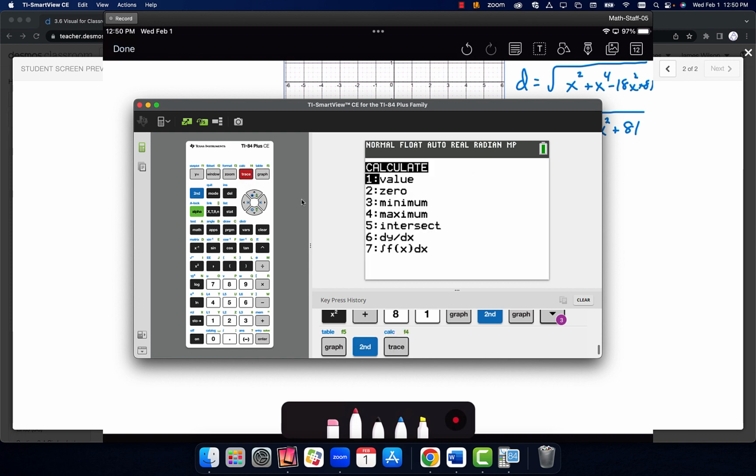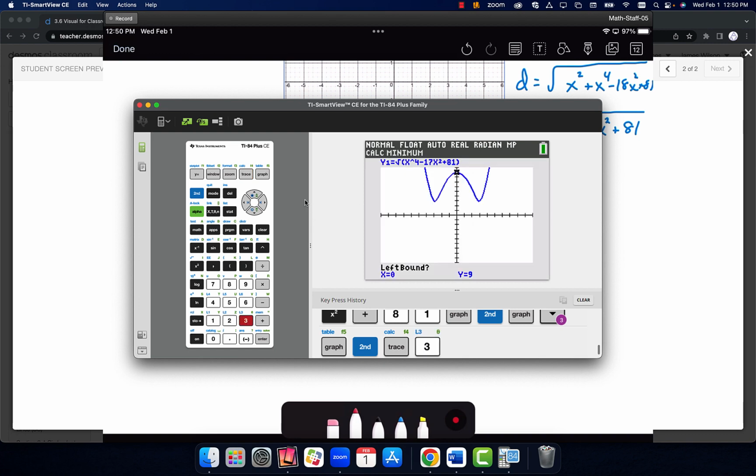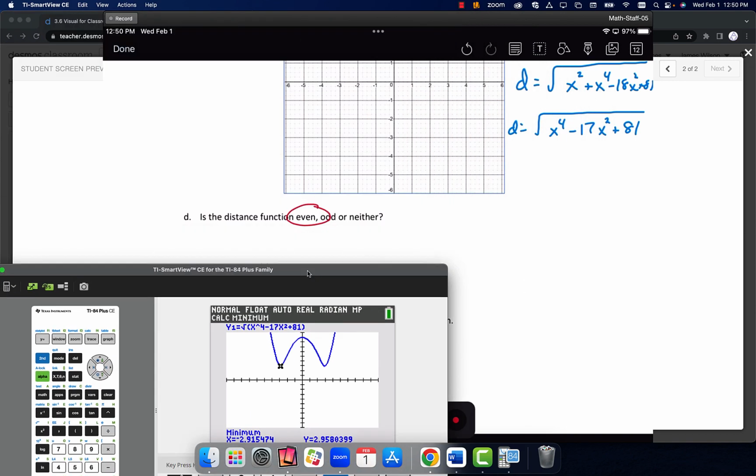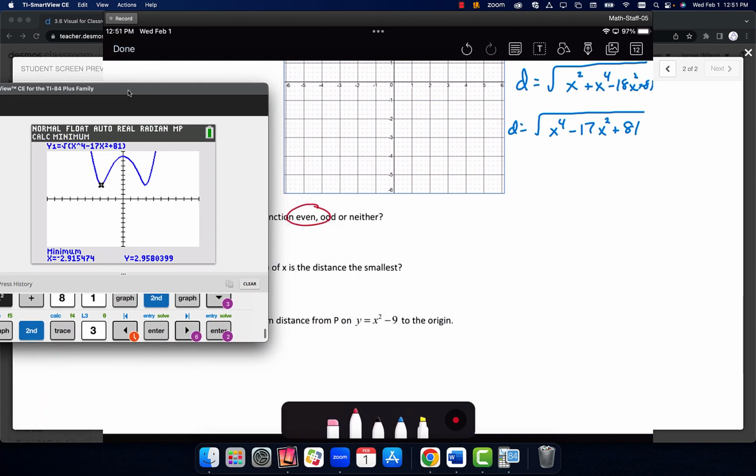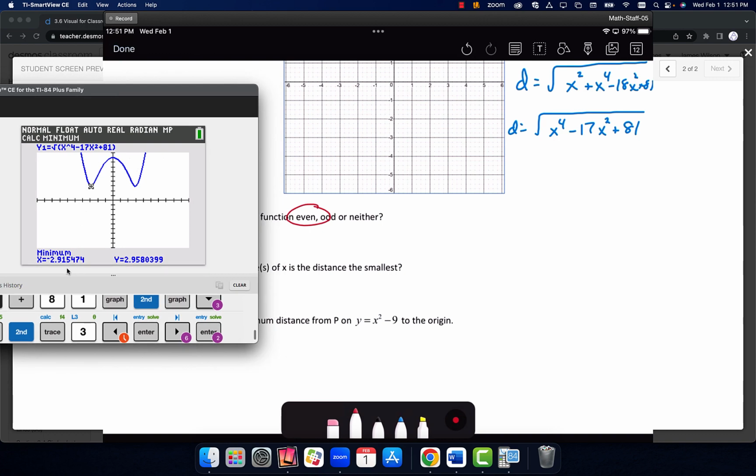So we'll go to the calc option, and this time we're looking for number 3, the minimum. We'll have to do it twice because we do have two mins. Hit enter for the left bound, go over to the right bound, and then enter one more time after you guess. And it looks like we have negative 2.9 and 2.5. Notice you have two different values. Make sure you understand which is which. The question here is, for what values of x is the distance the smallest? And it looks like the x value here is roughly negative 2.92 if we round.